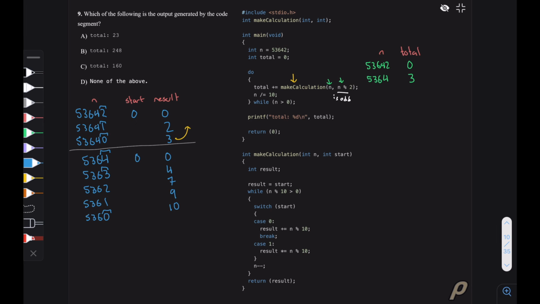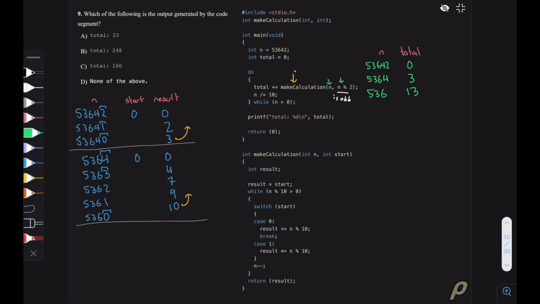Now this last digit is 0, so we break out of it and we send this 10 back up to main, back up here where it came from, and make calculation, and we add that 10 to our total, so we get 13 is our new total, and then we divide by 10, so we get 5, 3, 6. And then 5, 3, 6 is still greater than 0, so then we pass this back into the function.